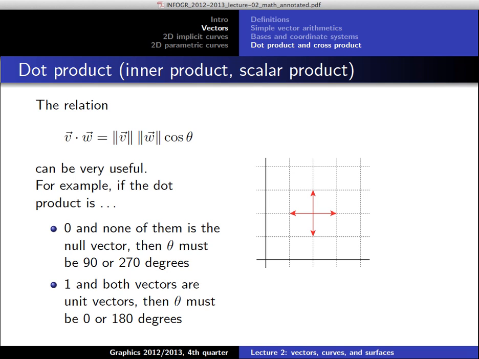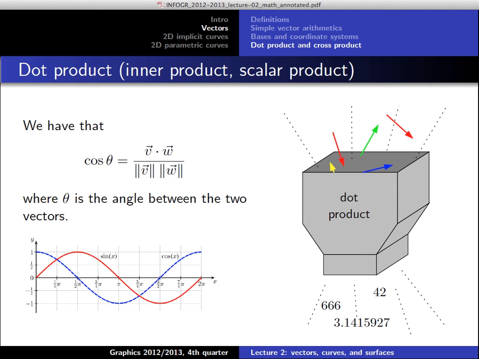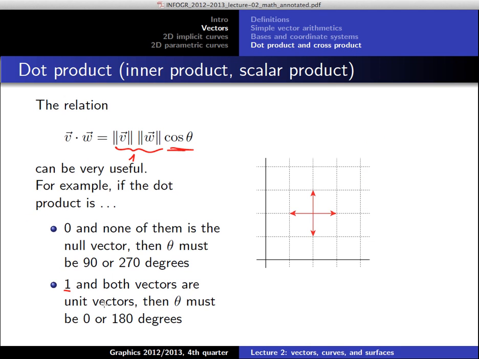Likewise, if we have unit vectors, then of course the length is 1, so this part of the product is 1. So we know if the scalar product is 1, the cosine must be either 1 or minus 1. So it means they are pointing in the same direction or in exactly the opposite direction, based again on the cosine function, because the cosine function has a maximum of 1 and a minimum of minus 1. Good.